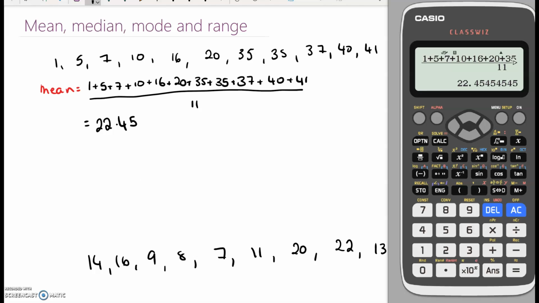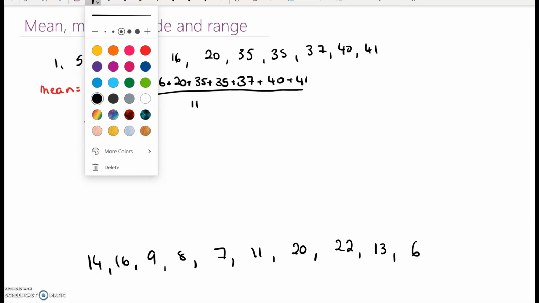Okay, and remembering that when we're rounding, in this one I've rounded to 2 decimal places. Because the number after the 5 is a 4, we maintain that last digit as a 5. But if that third number had been a 5, we would increase that up to being a 6. Alrighty, next one's the median.